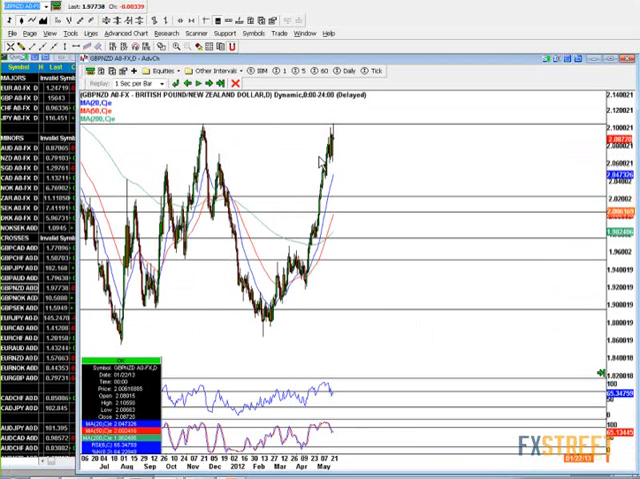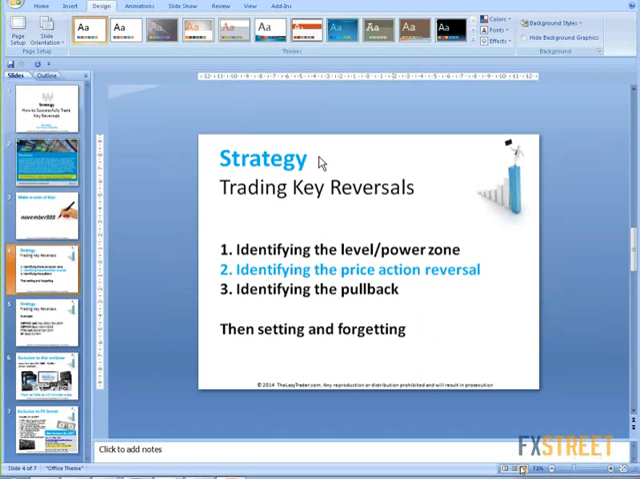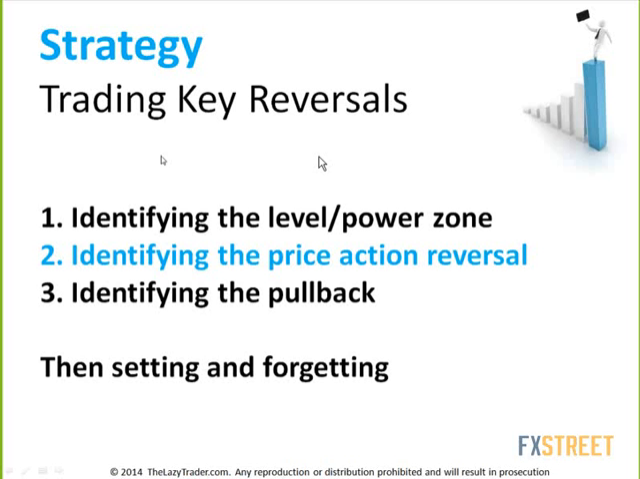And the first thing I wanted to talk to you about in terms of this process is you need to identify the level, what we call a power zone, a strong horizontal level, which could potentially stop price action going up or going down, a key barrier, suffice to say. And then what we do is look for a price action reversal, and then we look for the pullback. And guess what? We trade all three of these.